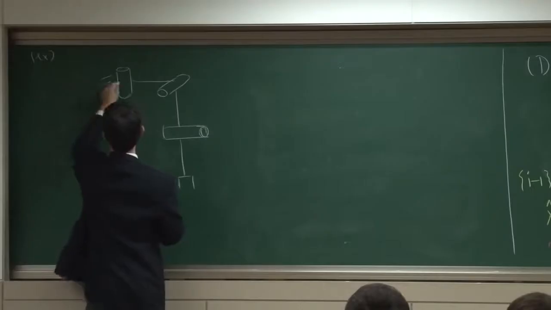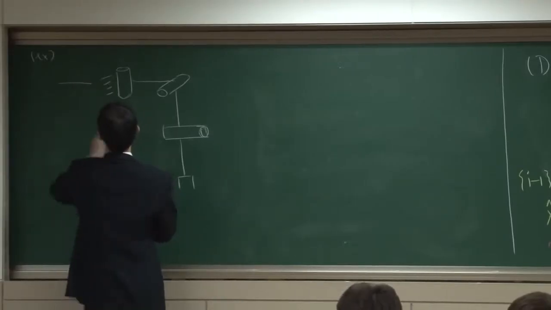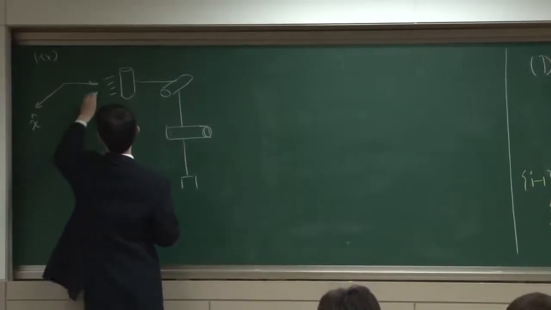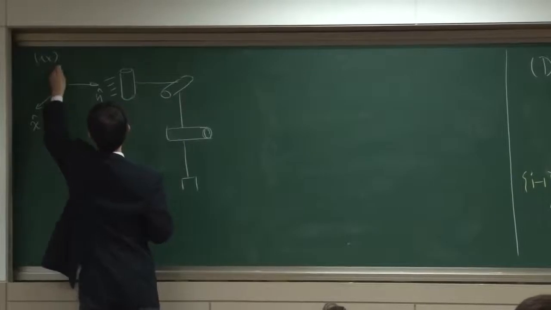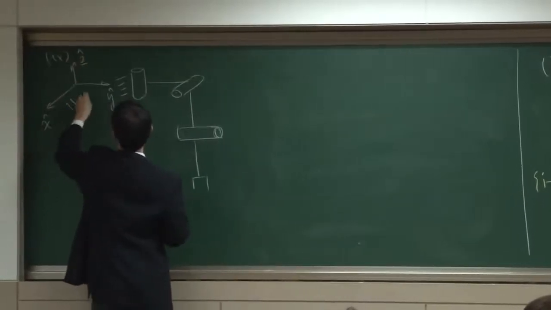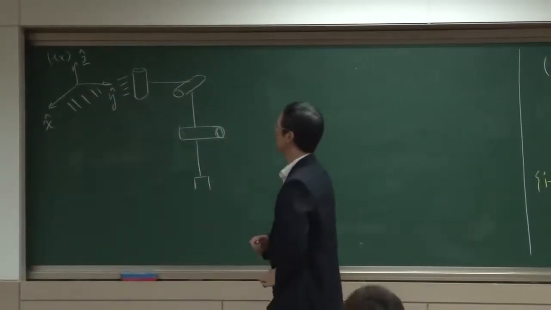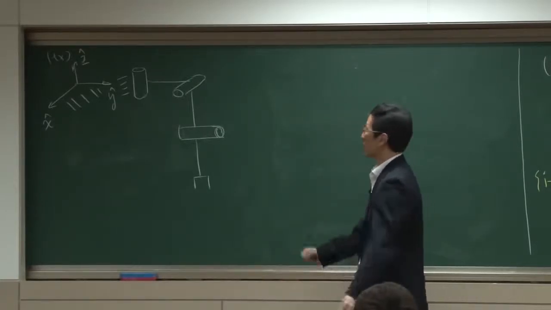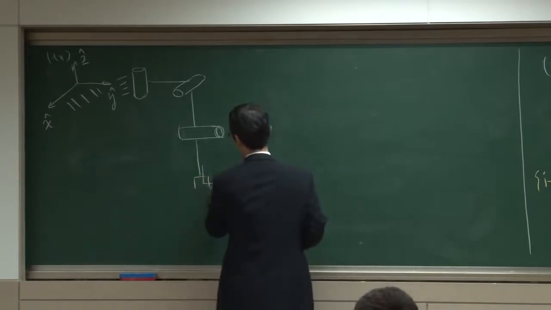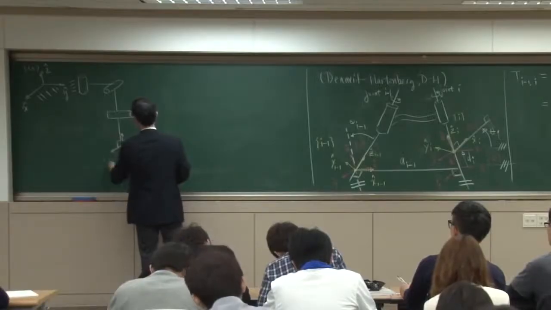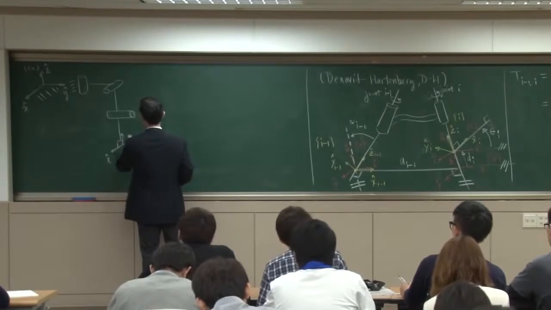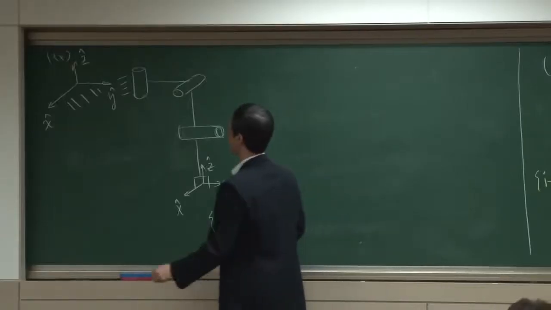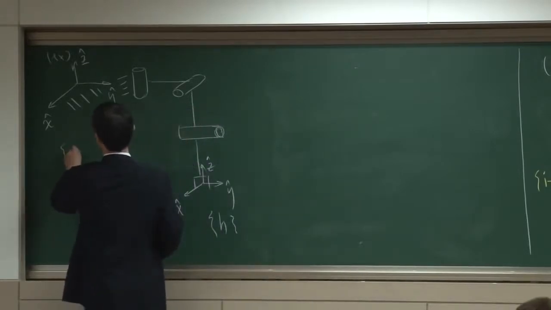Okay, so let me just pick, say, X, Y, Z to be my fixed frame. And my hand frame, I'll do the same. Just X, Y, Z here. Here is my fixed frame. Call it 0.